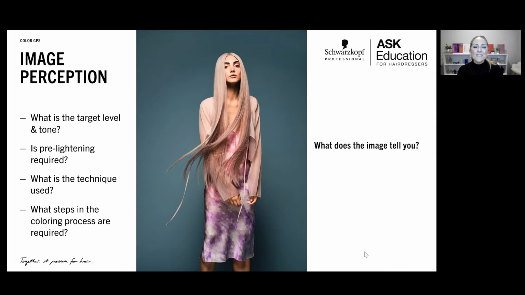What technique is used. So, of course, an image can really help us understand whether the look or the technique that we need to achieve the look is either freehand, foils, balayage, maybe it's a color melt. So it can give us a really good indication of the technique that we want, and also what steps are required in terms of the coloring process, right?